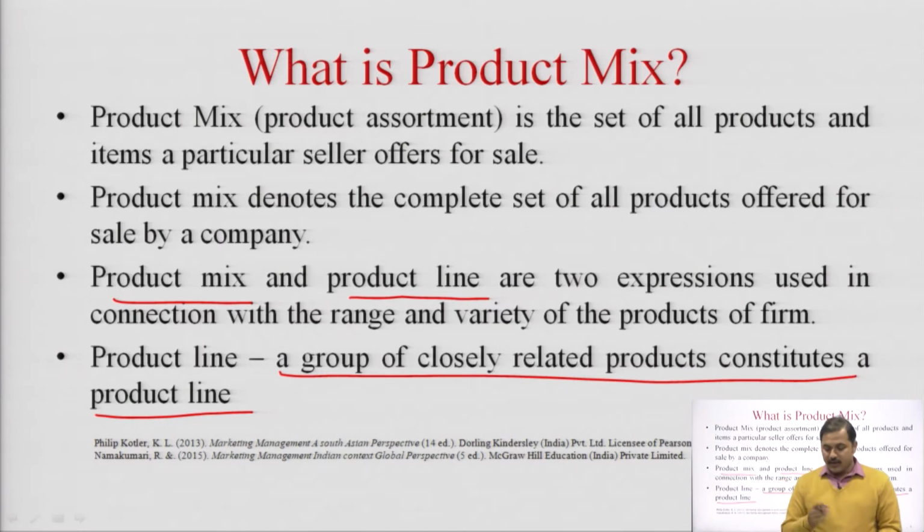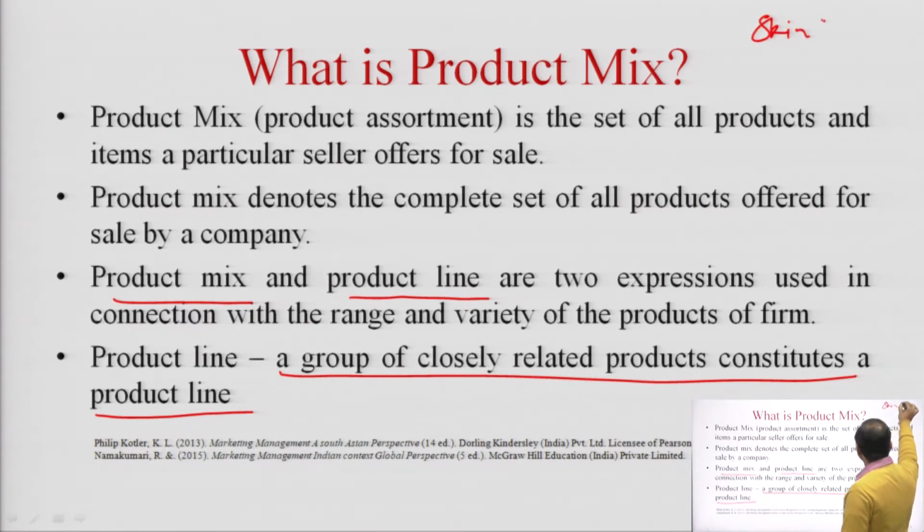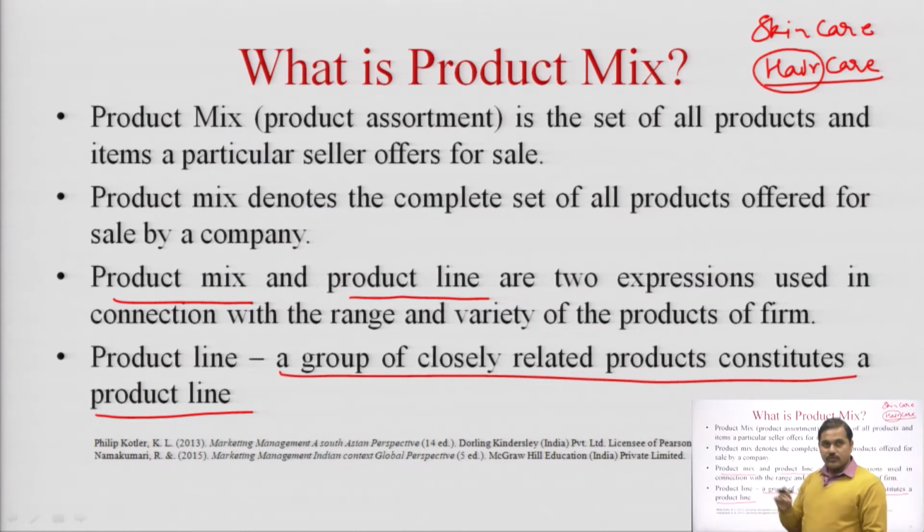Suppose a company and brand like HUL is offering a product range in the category of skin care. If I say hair care, all the products have a common characteristic related to hair. So, they fall into one array of product categories and are closely related in one aspect, and that is why they are called one product line for that organization. Okay, let us have a look at the next slide.